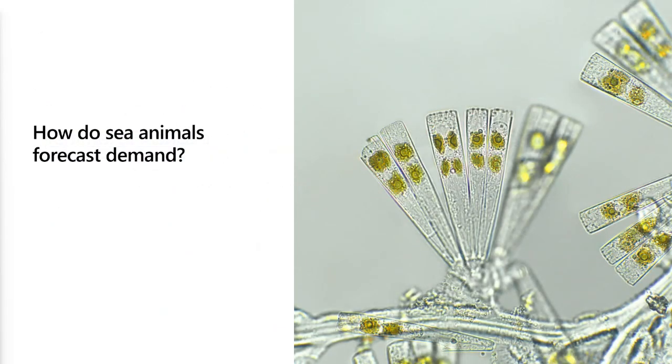That brings us back to our riddle of the day. The question was, how do you see animals forecast demand? I don't know, Anne. How do you see animals forecast demand? They use algorithms.